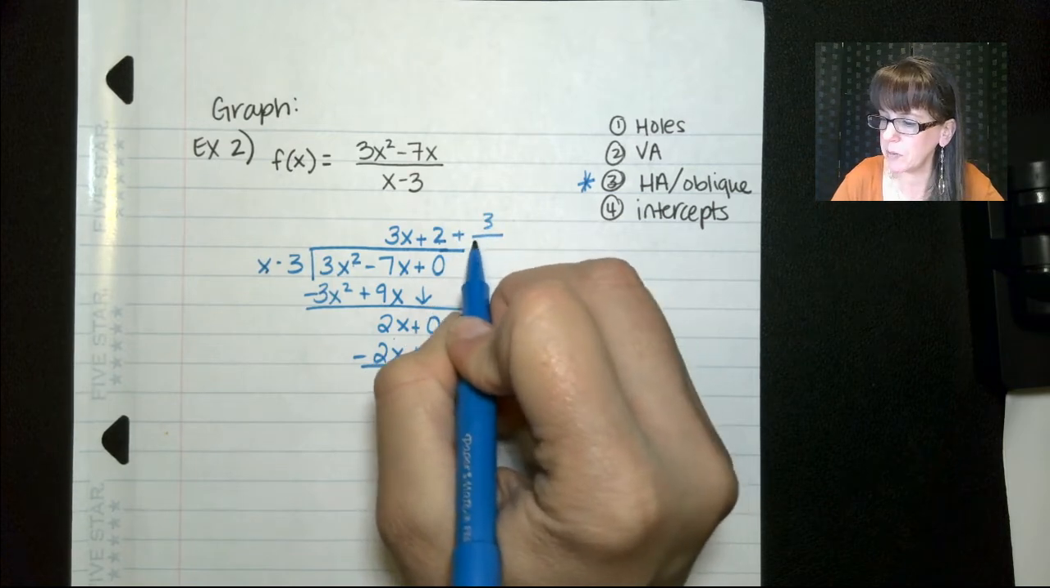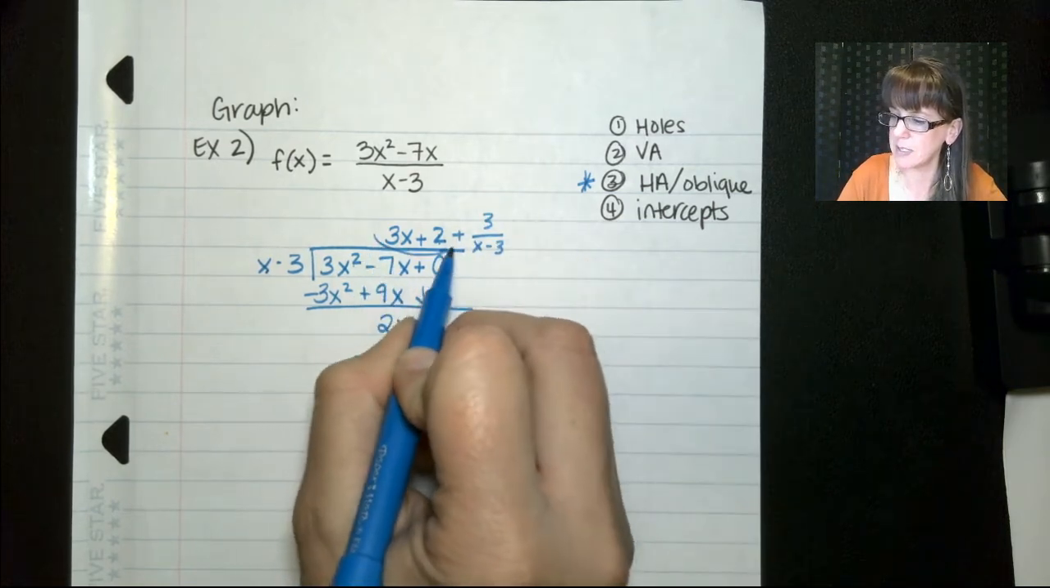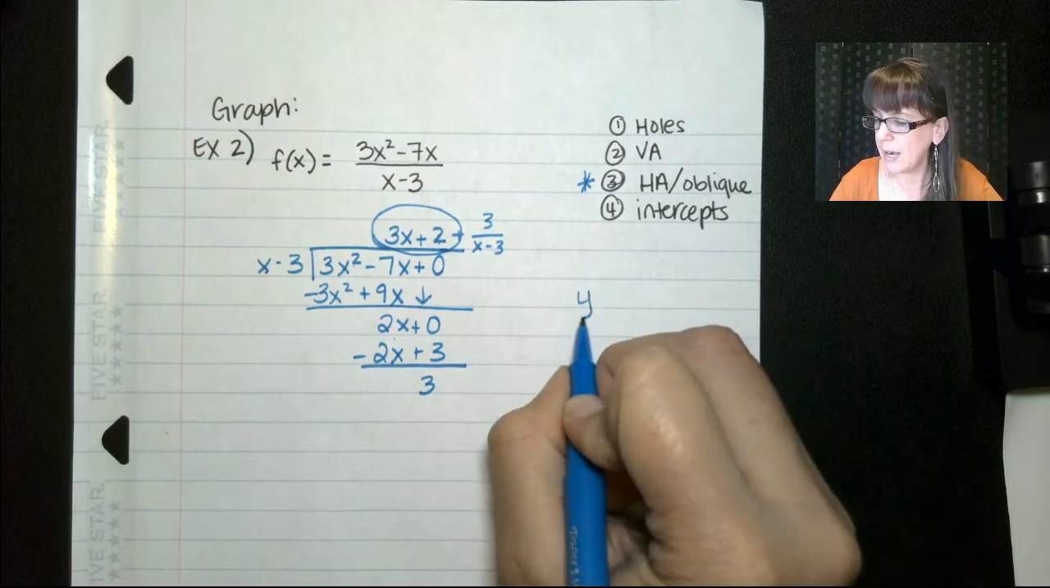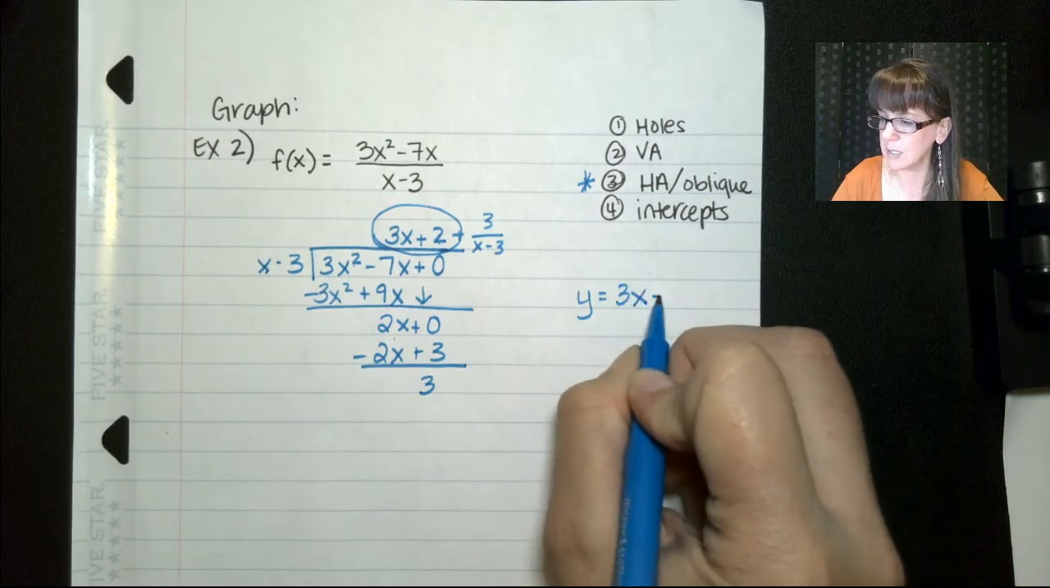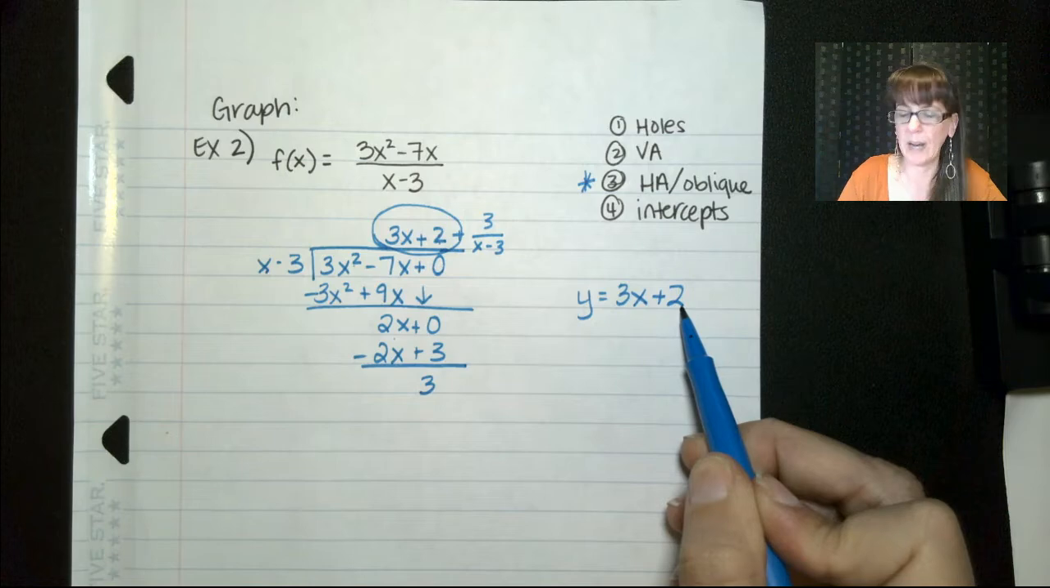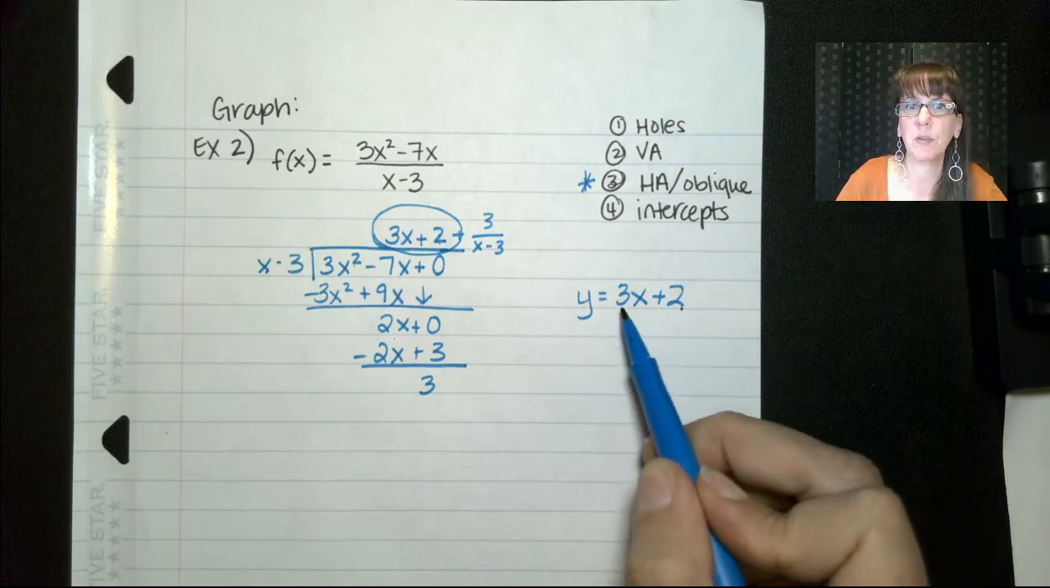Remember, I don't care what the remainder is. All I am worried about is this thing right here. So our asymptote is y equals 3x plus 2, meaning our y-intercept is at 2, and then we're going to rise up 3 and run over 1.